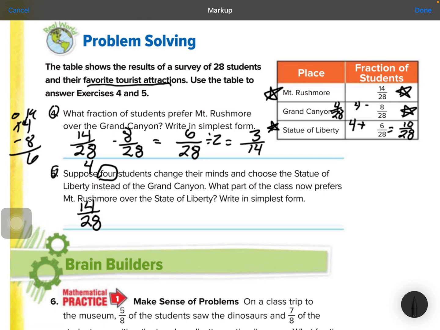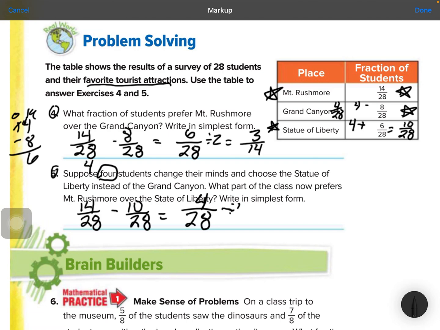Now our Statue of Liberty has a new number because we had 4 switch over. So now Statue of Liberty is 10 students out of the 28. So bring the 28 over because that's our common denominator. 14 minus 10 is going to be left over with 4. We need to simplify that.